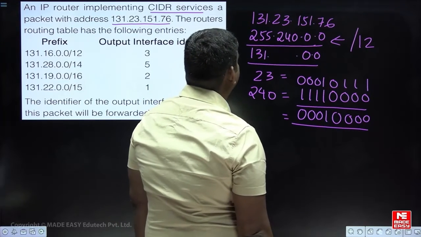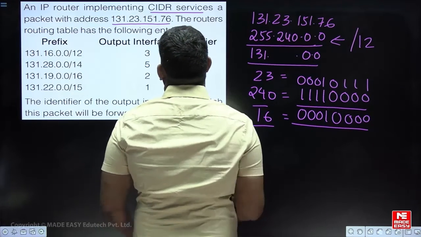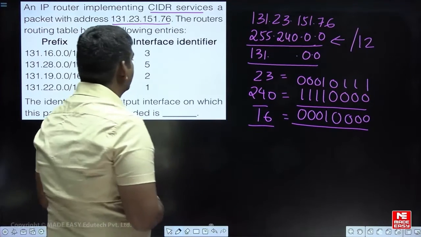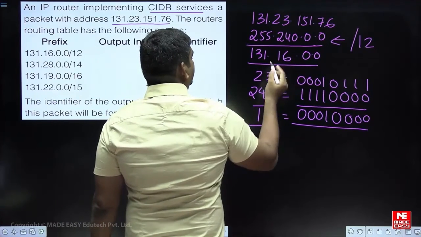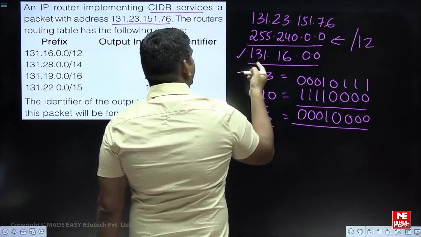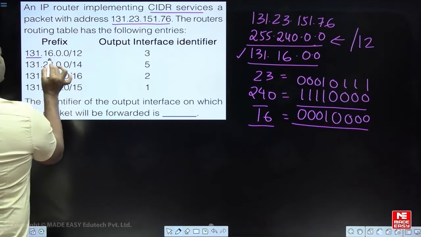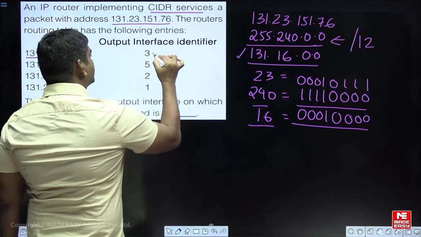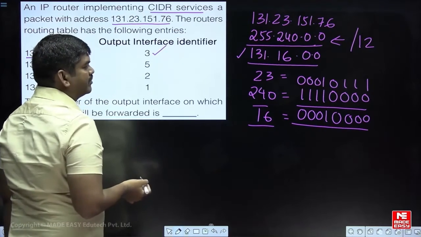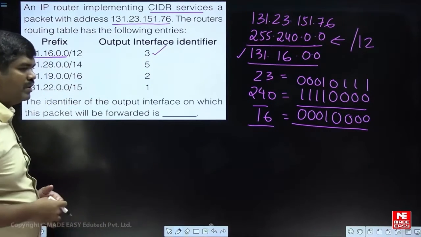Okay, it is like this. So 16, right? 16. Okay, so you got 16. So you can simply substitute 16 here. Now you see, whatever subnet ID you have calculated is matching with the subnet ID that is given. Since it is matching, via this interface 3 the packet is forwarded. So here you got an answer that via interface 3, the packet is forwarded.